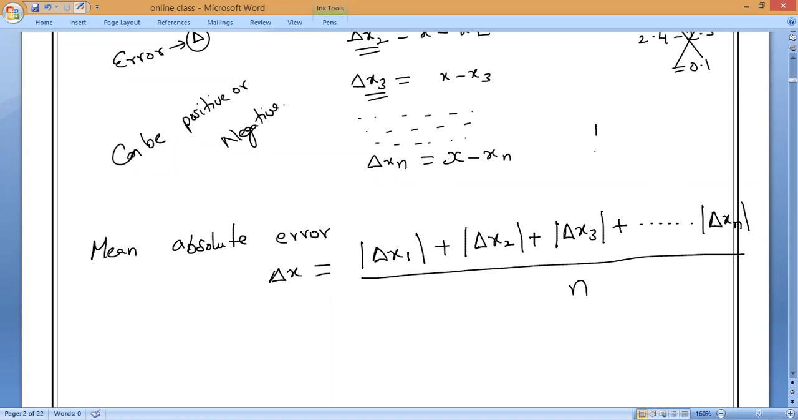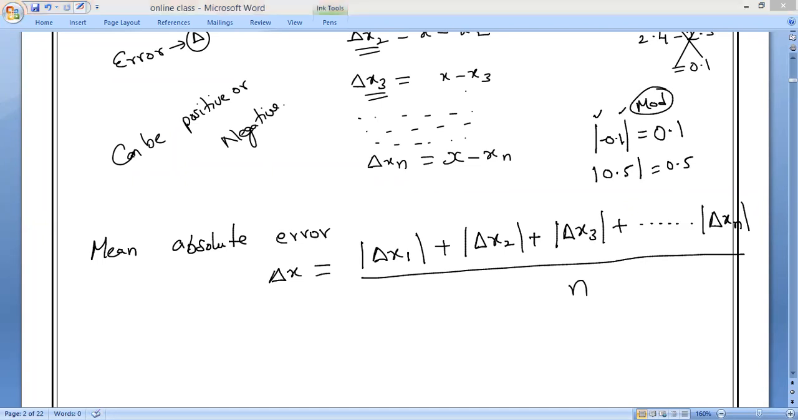Keep it in mind. Mod indicating, suppose here minus 0.1, the final answer is 0.1. If you have 0.5, the final answer is 0.5 only. So these lines indicate mod. So the mod of anything is positive. Inside, either negative or positive, nothing will happen. It will be positive only. Is it okay, everybody?